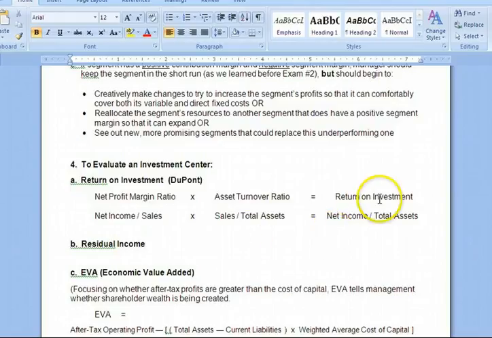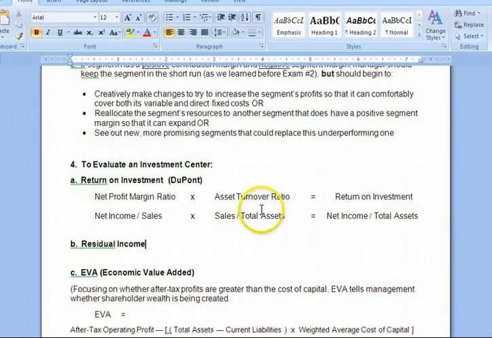So what the DuPont people did was they took the mathematical computation for return on assets and subdivided it into these two ratios, asset turnover and net profit margin ratio. That is, they took net income divided by sales times sales divided by total assets to divvy up their return on investment. And you can see from a math standpoint, the sales are going to cancel each other out. So you're thinking, okay, why are we going to all this work to do this?